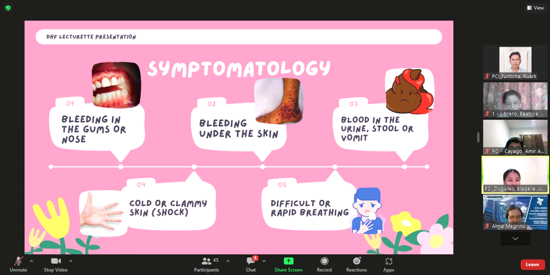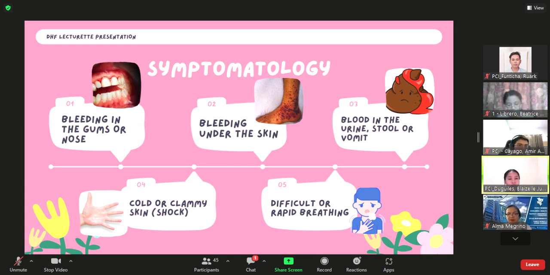So serious dengue is characterized by severe dengue fever symptoms, which is followed by bleeding from the gums, nose, intestines, and internal organs. So there may also be swelling and patches of blood under the skin, and pneumonia and heart inflammation may also occur. Then the blood in the urine, stool, or vomit.